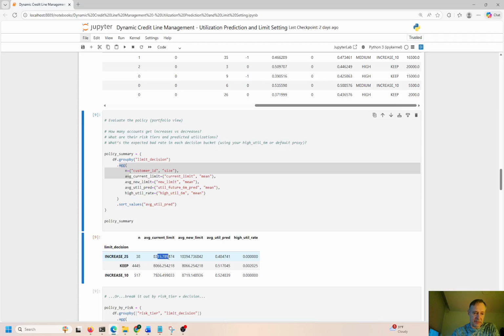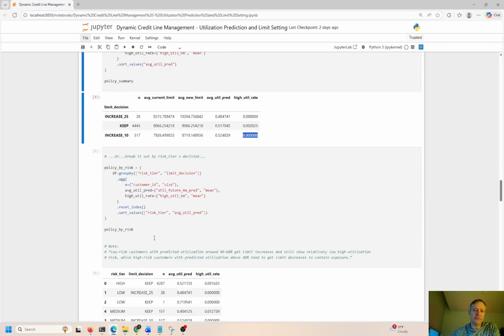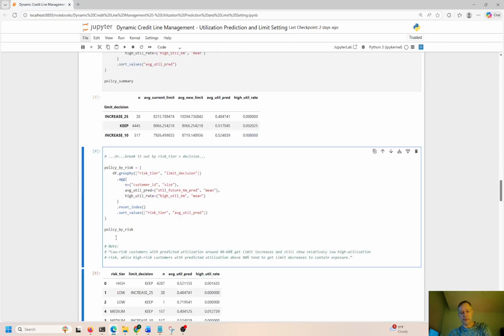Average credit limit, average new credit limit, right? So before it's 8,300, 10.3 is the new. This is the same, 866, 866, and an increase of 10%, 7926 to 8719. Average utilization predicted, they're going to use about 48% of credit, 51, 52, and high utilization rate, 0 and 0.0025 and 0. Okay, so looking pretty good here.